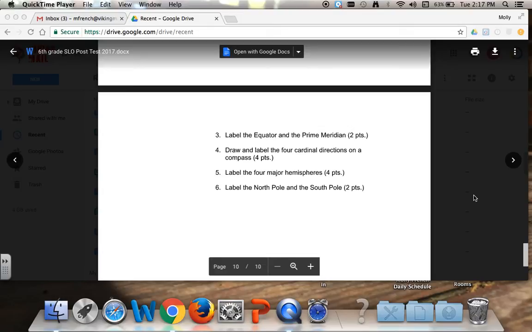Number 4. Draw and label the 4 cardinal directions on a compass. Number 5. Label the 4 major hemispheres. And number 6. Label the North Pole and the South Pole.